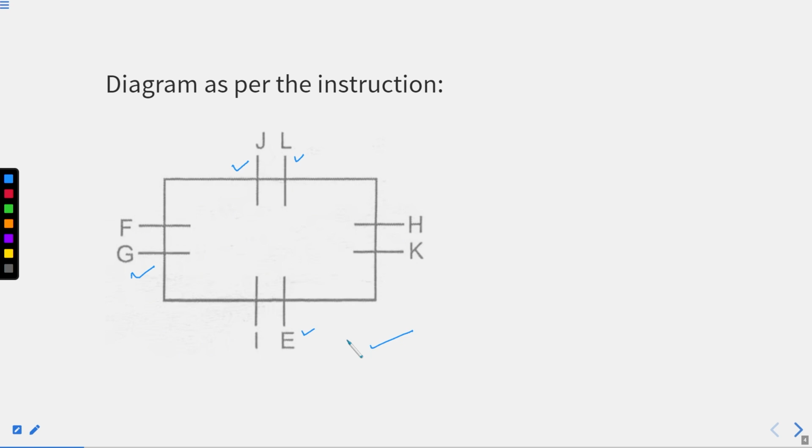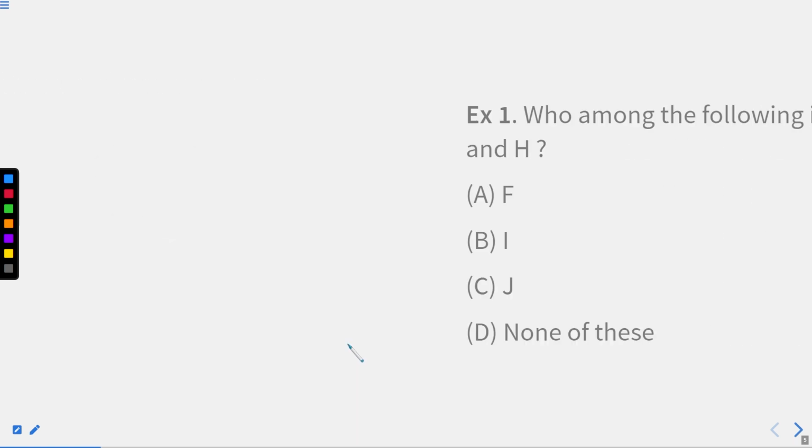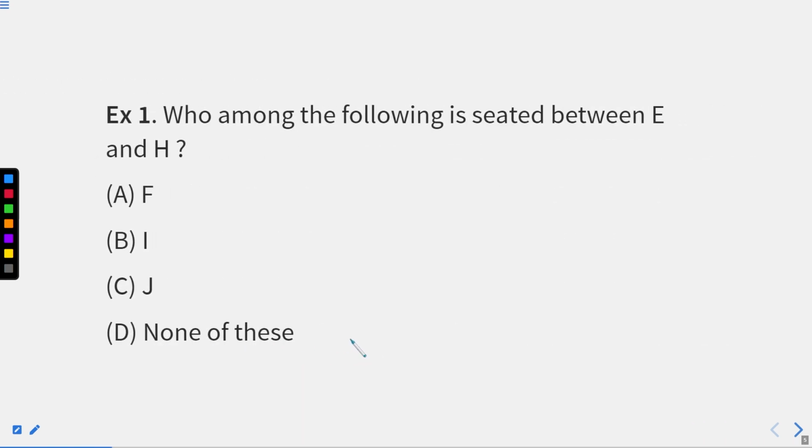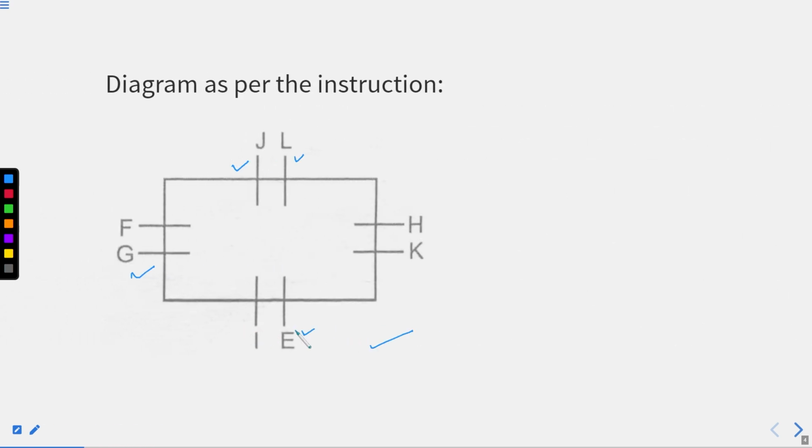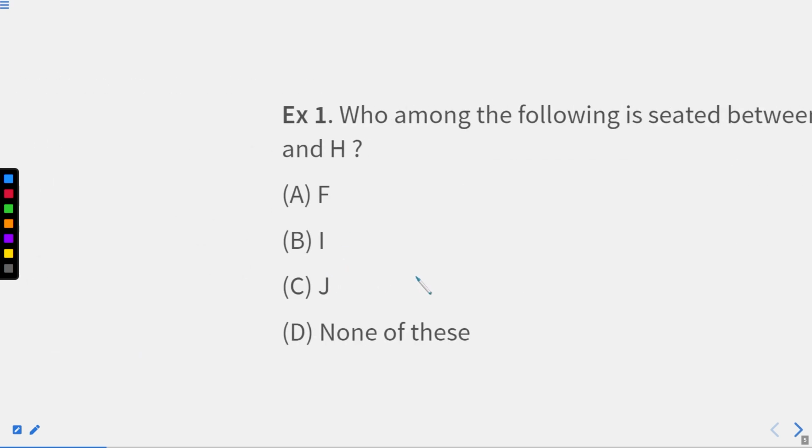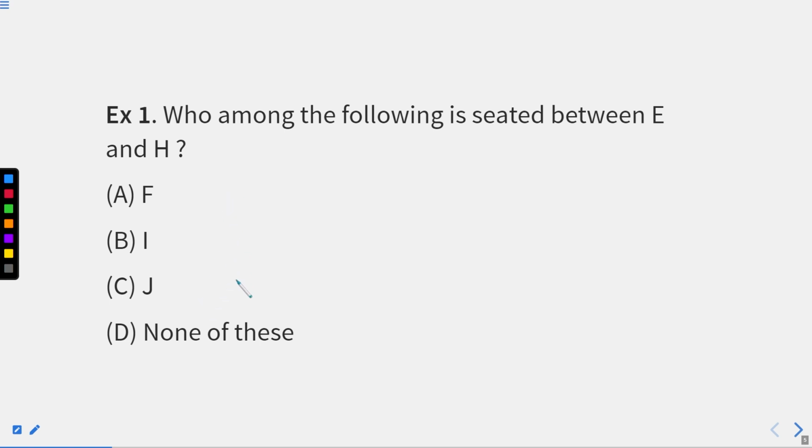Now I'll straight away jump to the question part, right? In which you will read the question and check with the help of diagram and answer it. So your first question says that who among the following is seated between E and H? Now check here. Here is E. Here is H. Who is in between E and H? That is K. You can see K is not given. So D will be your answer. That is none of above. I hope this part is clear.